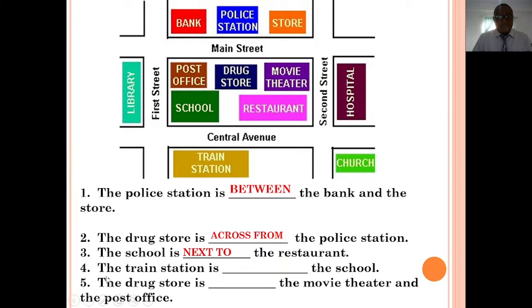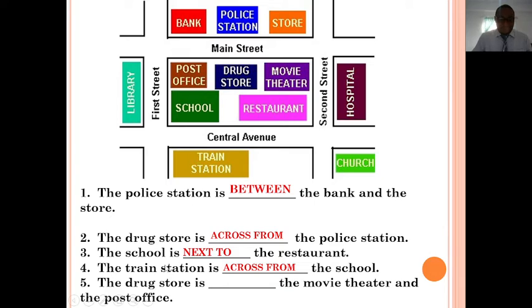Number 4, the train station is the school. So if we look at the train station and the school, which is the correct preposition to use if we look at the school and the train station? The correct preposition is across from. Very good. So the train station is across from the school. You can see they are across.